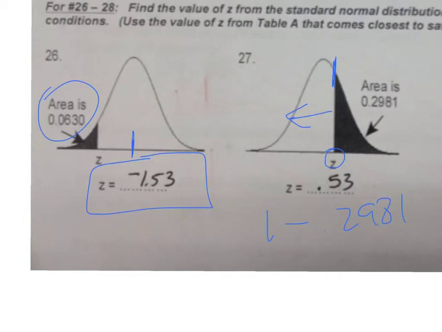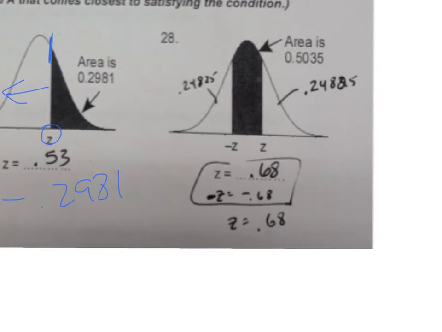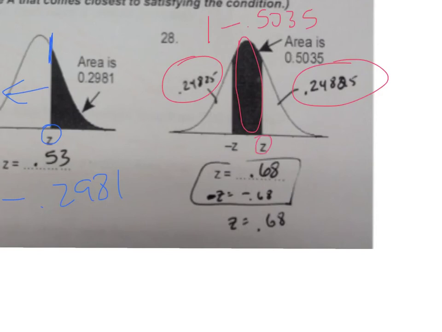And then finally, on the last problem, you know the area in the middle. Well, if you subtract this area right here from 1, 1 minus 0.5035 is actually 0.49 something. When you cut that in half, you get 0.24825 on both sides. Well, if you find this z-score right here, you'll find out that 0.68 gives you from here to the left. So therefore the answer is 0.68, and negative z would be negative 0.68.